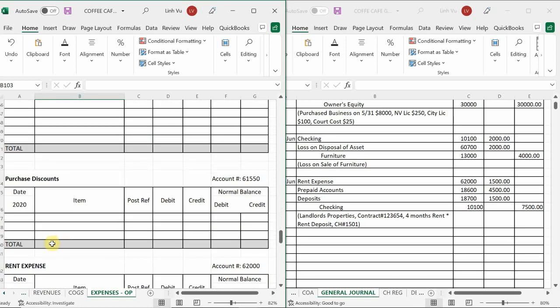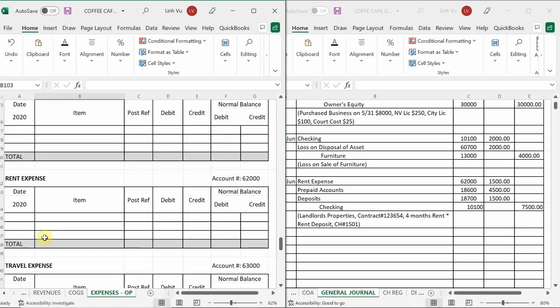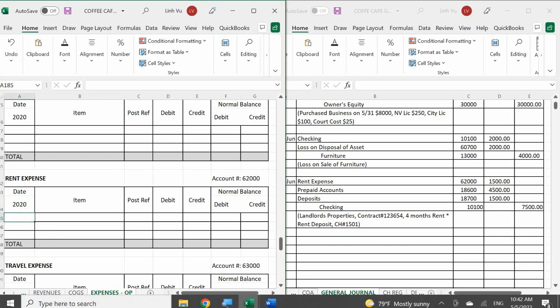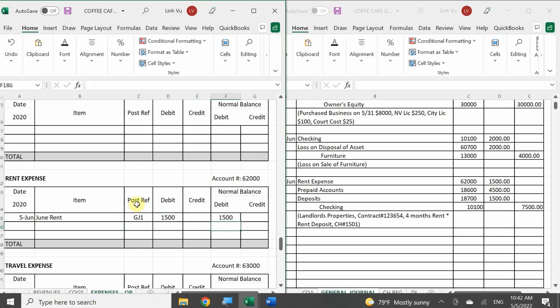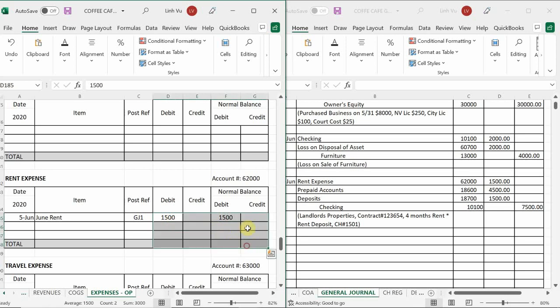Okay, that's how much I spent to pay for rent in the month of June. So here's rent, June 5th, and you can say June rent. We're still on the first journal, and we just spent $1,500 to pay for the rent for June. Okay, let's see what else is next.